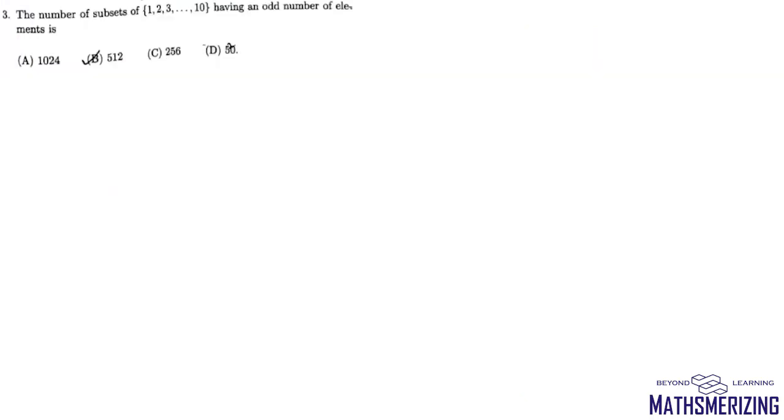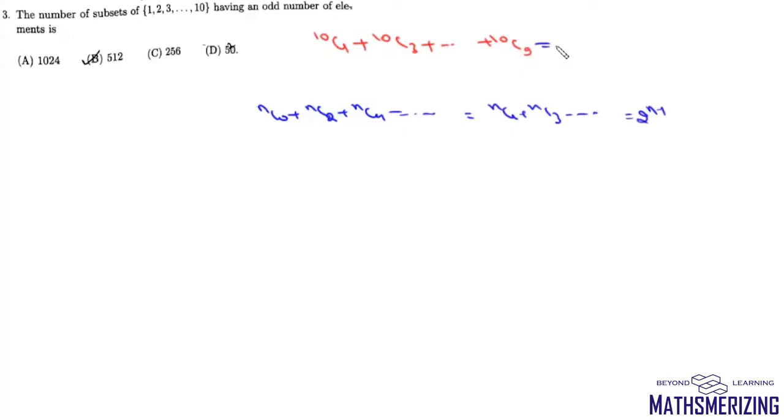Now question number 3 is, we need to find the number of subsets of this set having an odd number of elements. So these subsets can have either 1 or 3 or 5 up to 9 elements. So that means the number of subsets is given by 10C1 plus 10C3 up to 10C9. Now we know that nC0 plus nC2 plus nC4 is equal to nC1 plus nC3, and it is equal to 2 to the power n minus 1. So this value will be equal to 2 to the power of 10 minus 1, which is 2 to the power 9, and that is 512. So the answer to this question is option number B.